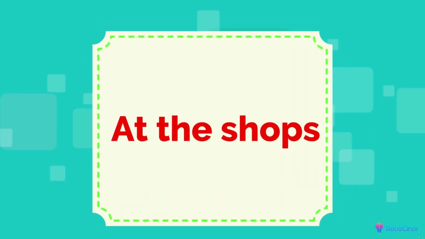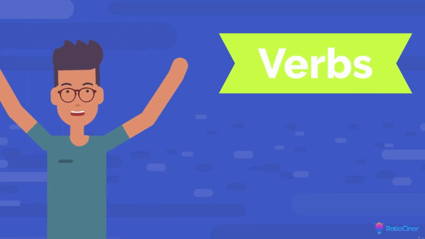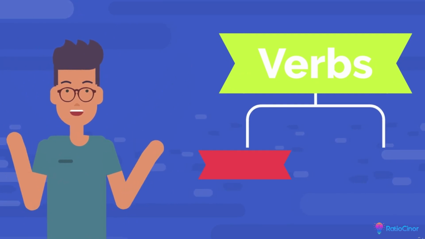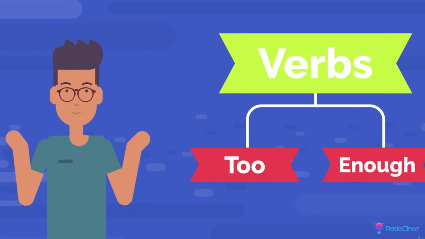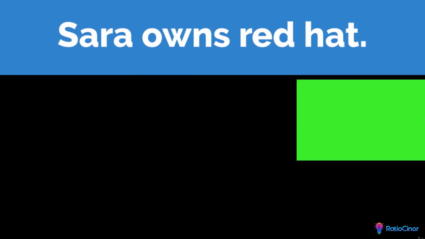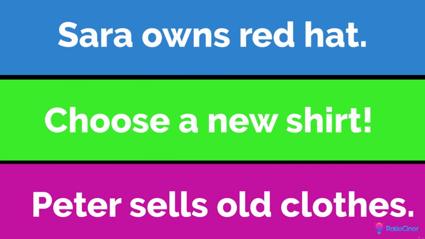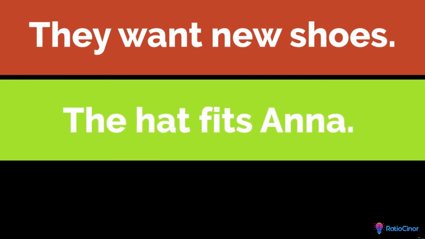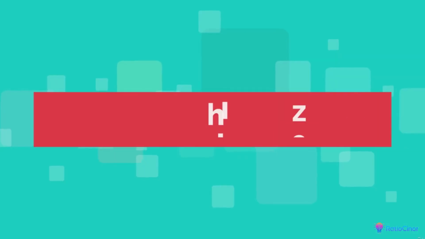At the shops. You can use many different verbs to talk about what happens when you are shopping. Use too and enough to describe how well clothes fit you. New vocabulary. Shopping verbs. Sarah owns a red hat. Choose a new shirt. Peter sells old clothes. They want new shoes. The hat fits Anna. Let's buy some jackets. Does it fit?